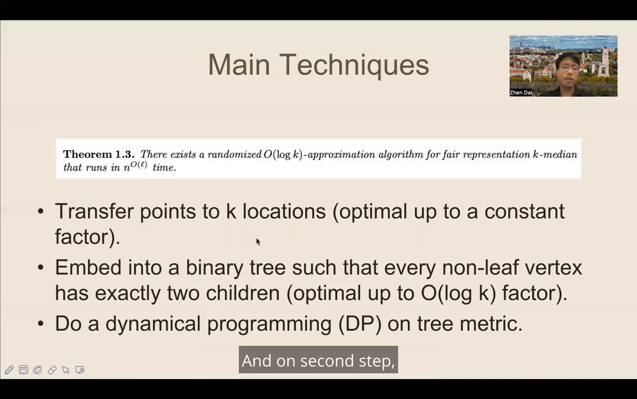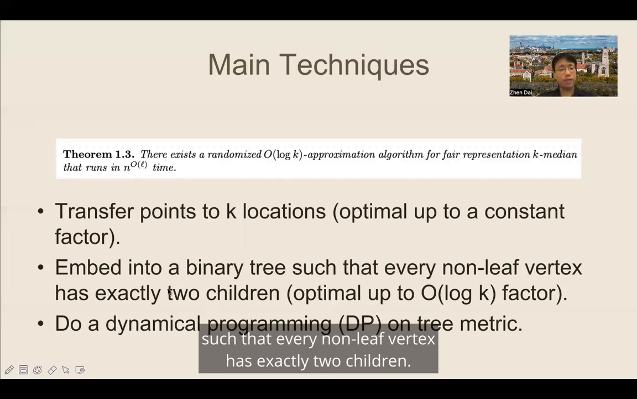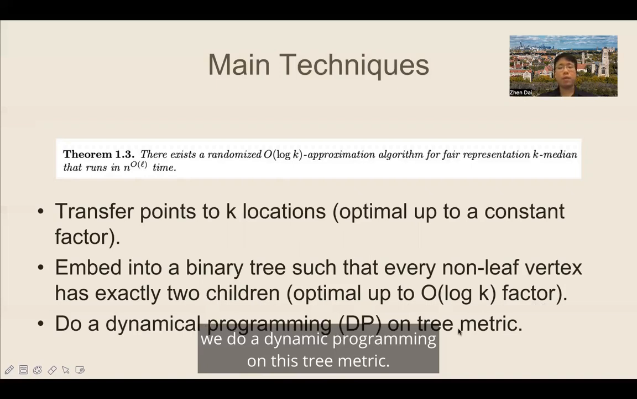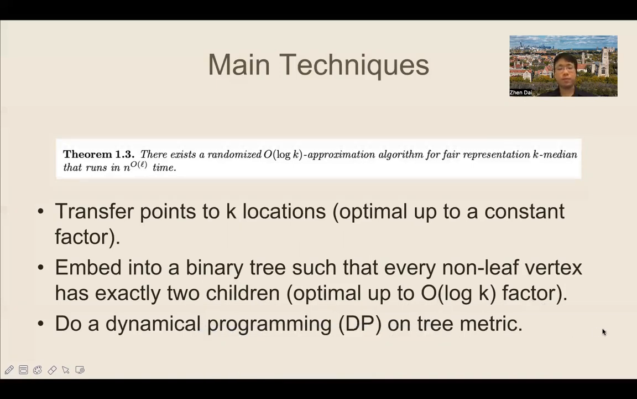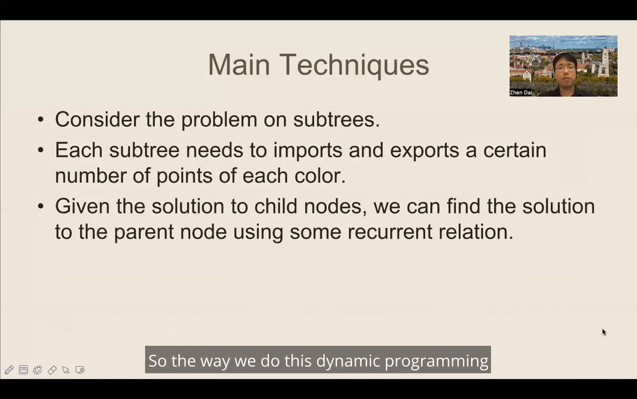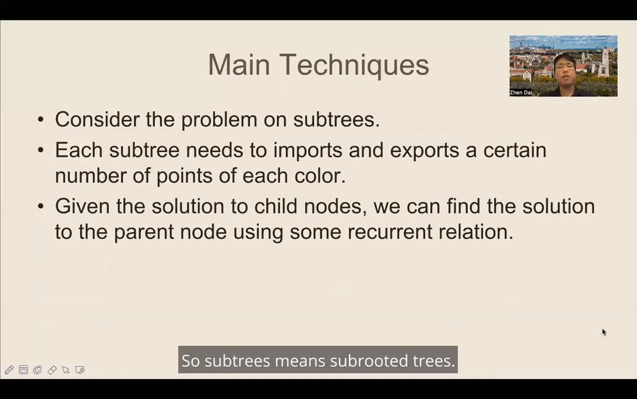In the second step, we embed our data into a binary tree metric such that every non-leaf vertex has exactly 2 children. In this step, we might lose a big O of log K factor. And in the third step, we do dynamic programming on this tree metric. The way we do this dynamic programming is that we consider sub-problems on subtrees. Subtrees means subrooted trees.